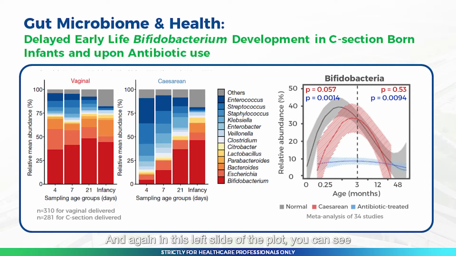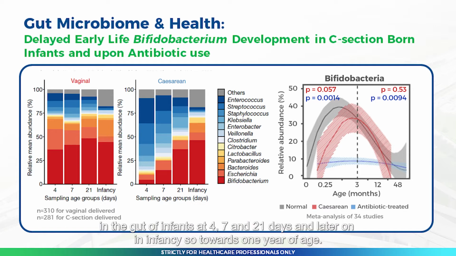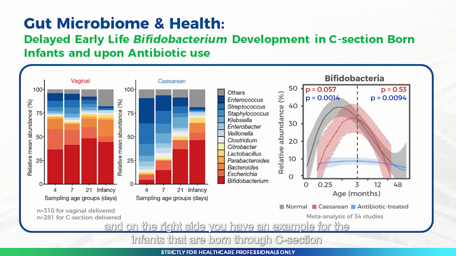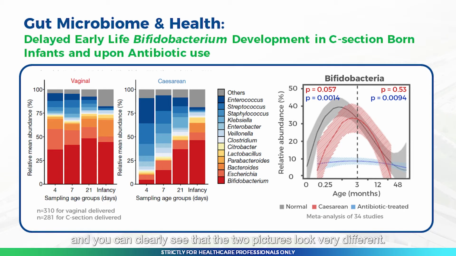Again, on the left side of the plot, you can see a picture that shows the prevalence of certain bacteria in the gut of infants at 4, 7, and 21 days, and later on in infancy, towards 1 year of age. On the left side, you have infants that are vaginally born, and on the right side, you have an example for infants that are born through C-section. You can clearly see that the two pictures look very different.